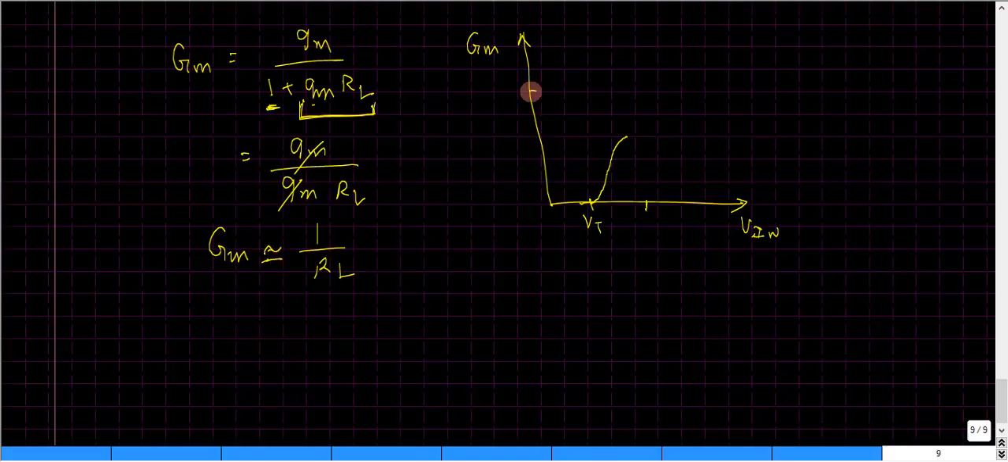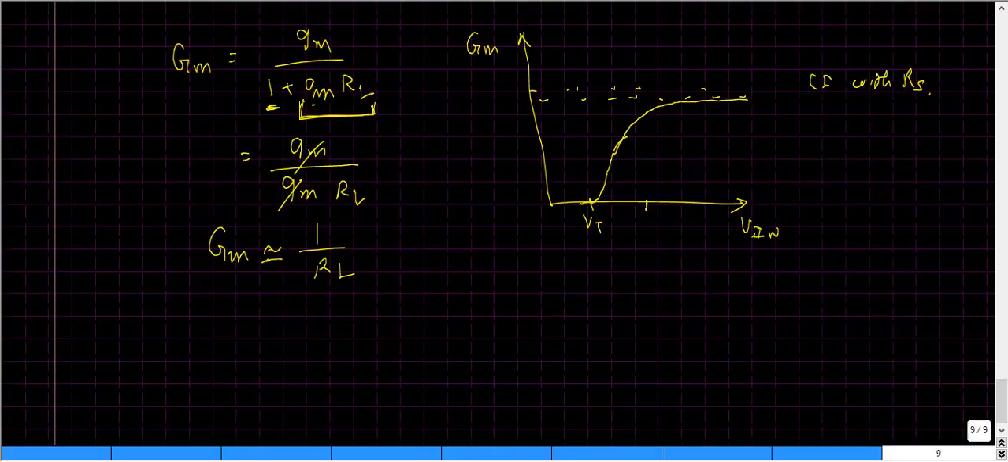So the conclusion that we can derive from here is that once we cross a particular value of Vin, the GM of our circuit becomes almost constant. And that is something we have already seen. This kind of graph we have already seen when we discussed the common source amplifier with source degeneration resistance.